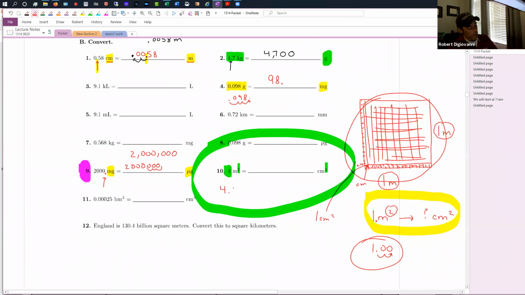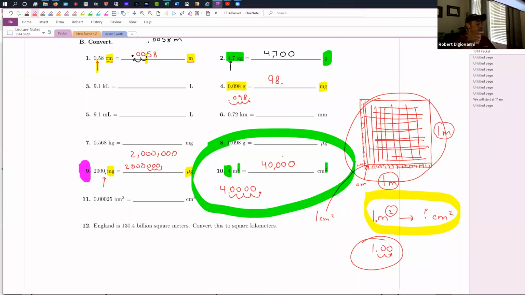4. So I'm gonna take that 4 and I'm gonna move that decimal point 1, 2, 3, 4. And that's where I'm going to place it. And I'm going to have 0, 0, 0, 0. So that gives me 40,000 square centimeters.